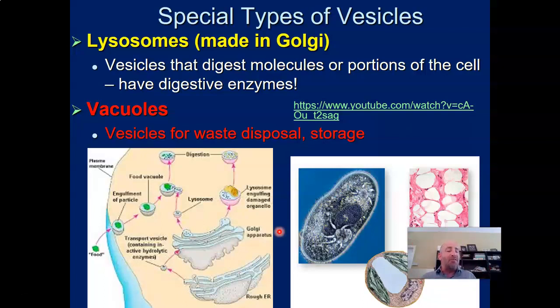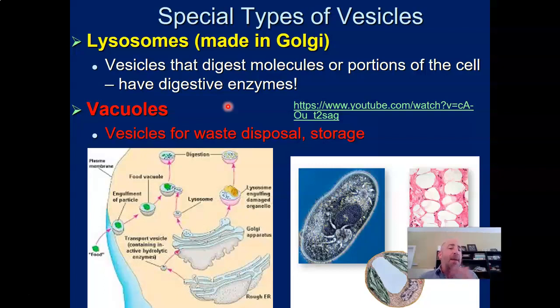Or maybe that vesicle takes a lipid produced in the smooth ER and brings it to the Golgi, or brings it outside the cell, or brings it to another place in the cell. Vesicles are the transport vehicles in the cell. They move things around. But there are some vesicles that are specialized for unique purposes. Lysosomes are an example of that. They are vesicles, but instead of moving things around, they are there to digest molecules or portions of the cell.